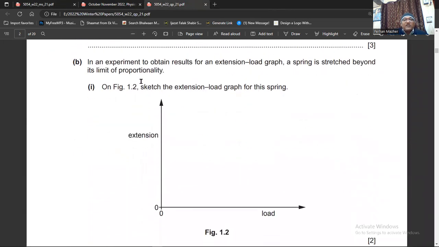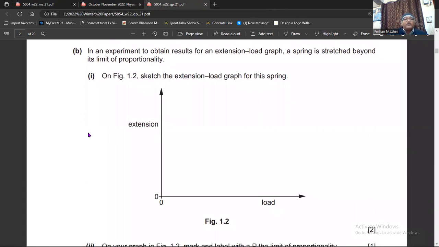Then we have question number 1, part B. In an experiment to obtain results for an extension-load graph, a spring is stretched beyond its limit of proportionality. On Figure 1.2, sketch the extension-load graph for the spring.